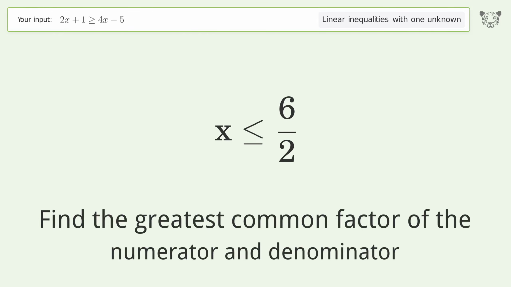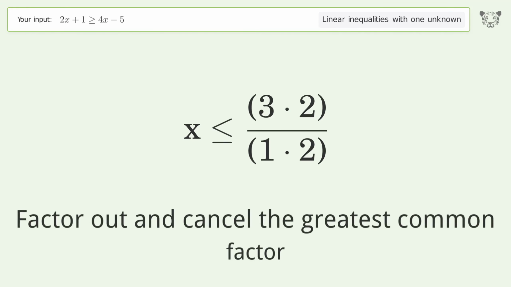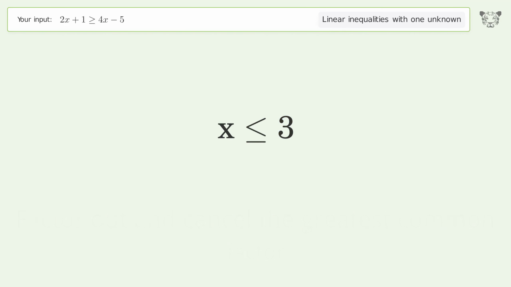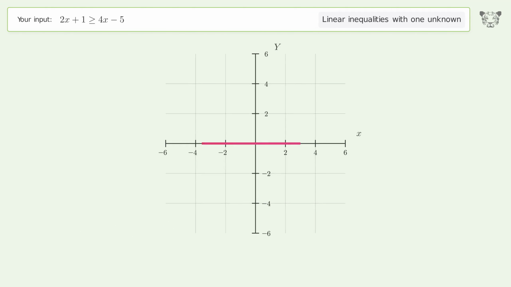Find the greatest common factor of the numerator and denominator. Factor out and cancel the greatest common factor. Plot the solution on a coordinate grid. And so the final result is x equal or smaller than 3.